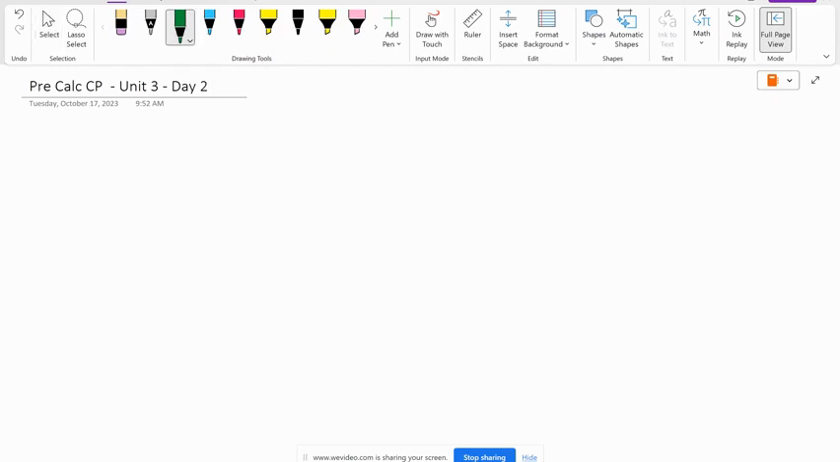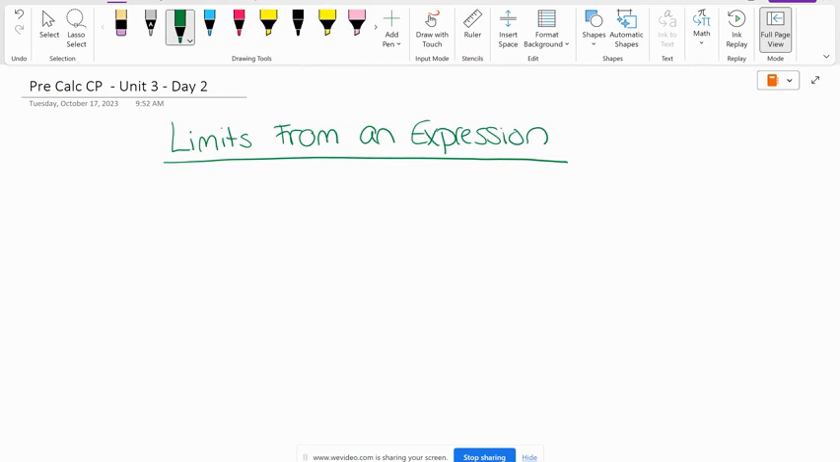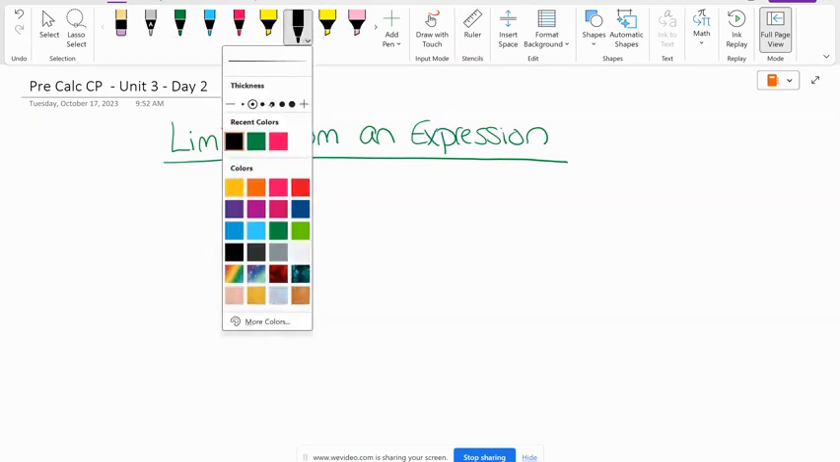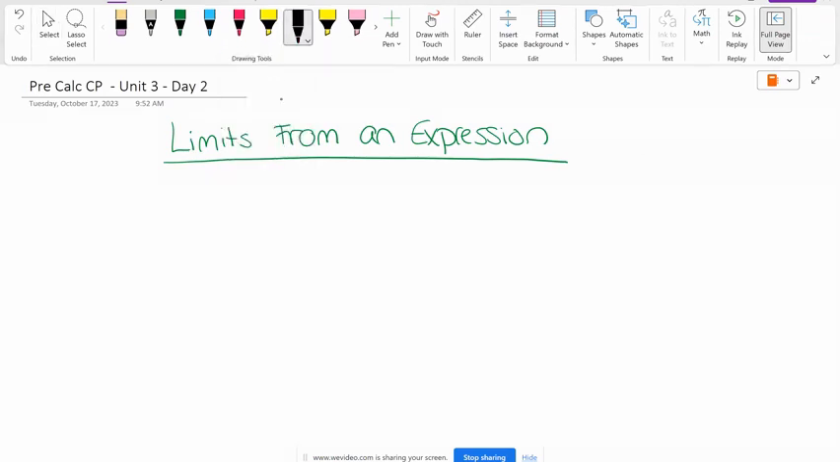So now, last class we were discussing limits from a graph. Now we're going to determine limits from an expression. All right, we're going to go over the different cases that we can have, because each case has a different process that we would take. So, first scenario.